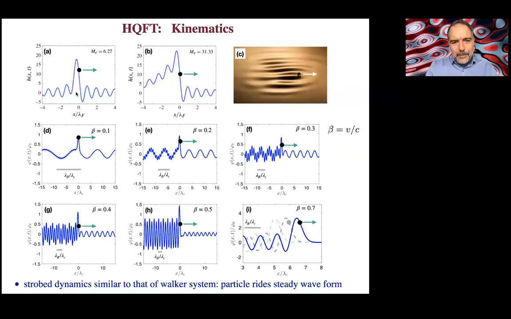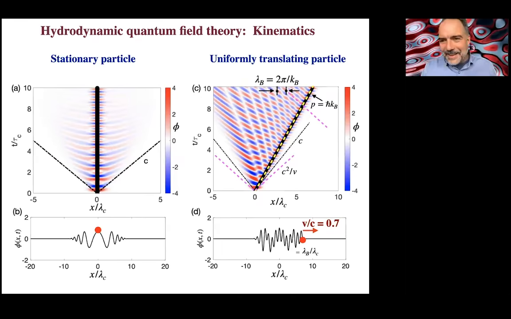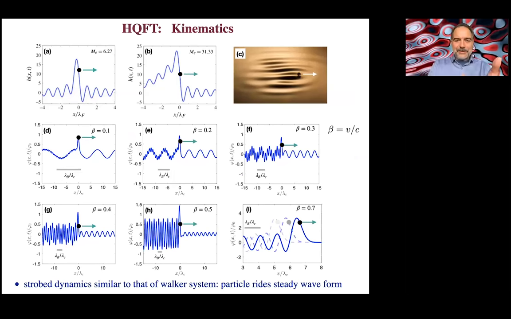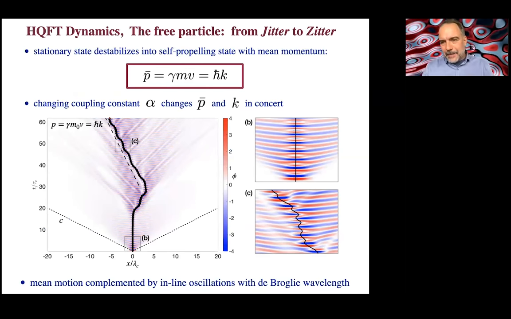So here in the Walker system, the control parameter is the memory, which changes the pilot waveform. In this hydrodynamic quantum field theory, I should mention this is work done by Yuval Dagan very recently. We're quite excited about it. So as we go, the control parameter now is the speed of the particle, beta, which is V over C. As the speed increases, the pilot wave field changes, and you see signatures of both the de Broglie wavelength and the Compton wavelength. And so that's kinematics. There we're simply prescribing the velocity and looking to see the pilot waveform.